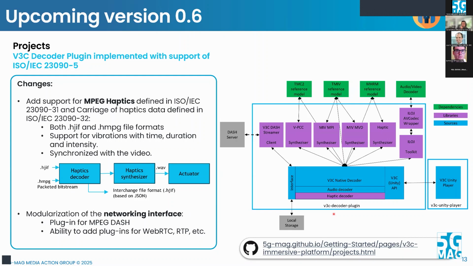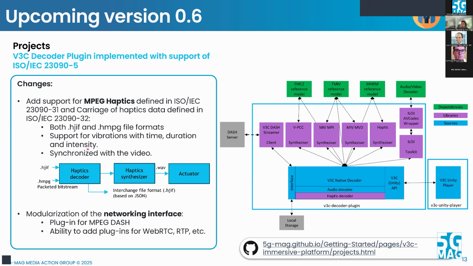To start with haptics, this is a small illustration of this haptic standard. There's a haptics decoder, and there are two formats. One is a packetized bit stream, so binary, and the other is an interchange file format based on JSON. Both can be decoded by the implementation that we have. And then there is a haptic synthesizer, which will output a waveform, which can then be sent to an actuator. The standard can do more things like temperature, etc., but what is implemented here is support for vibration with some time, duration and intensity.